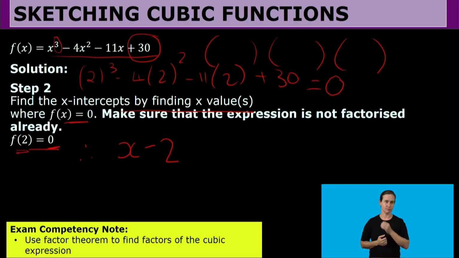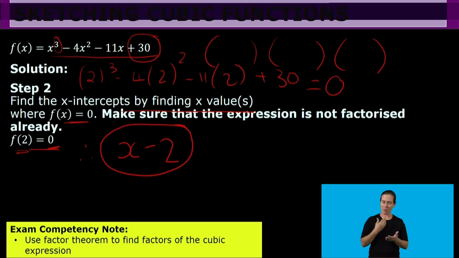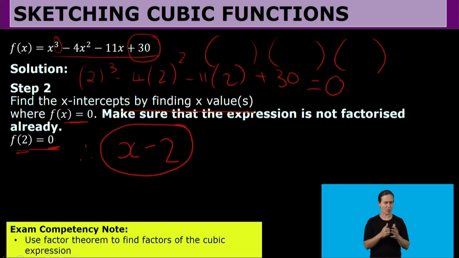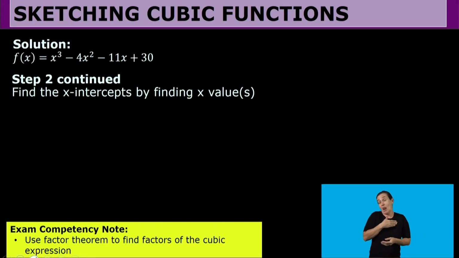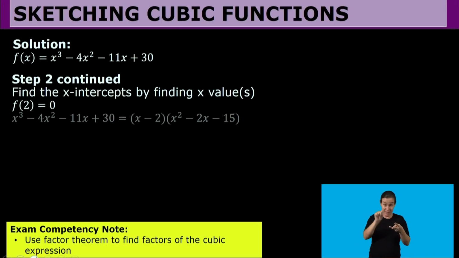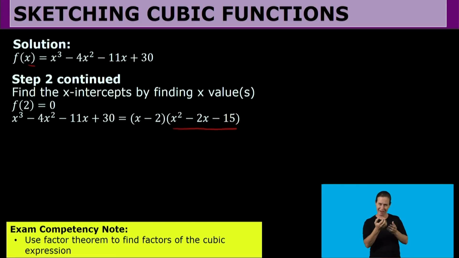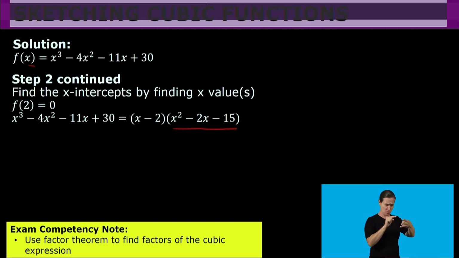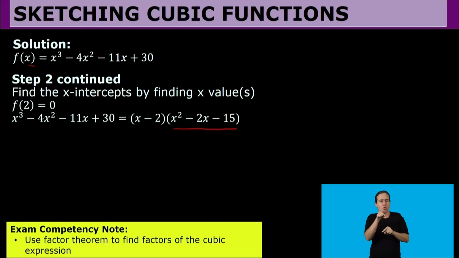Now that we've got a factor, we can find the other factors by using either long division, synthetic division, or division by inspection, which is the one that I'm going to show you now. So we've got our expression f of x. We need to factorize that and get our trinomial. You can use division by inspection if you are comfortable with that. There's no prescribed rule to say what method you need to use to find the x-intercepts. That's really up to you.